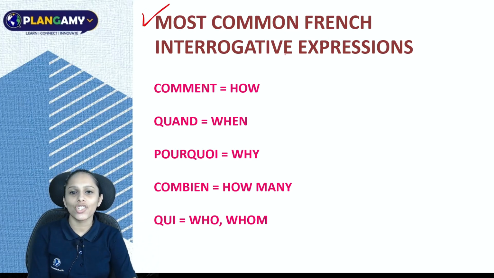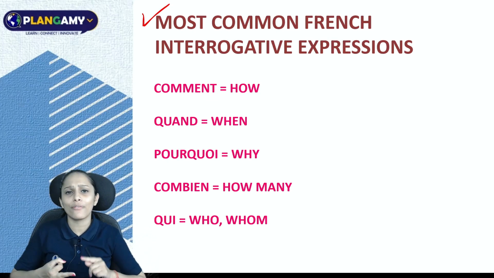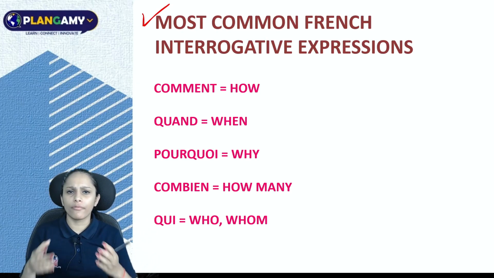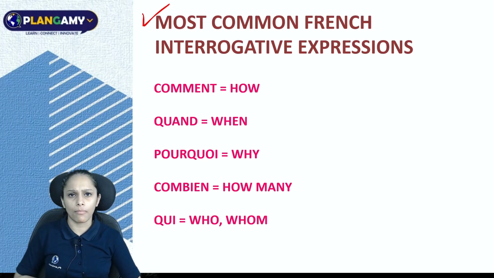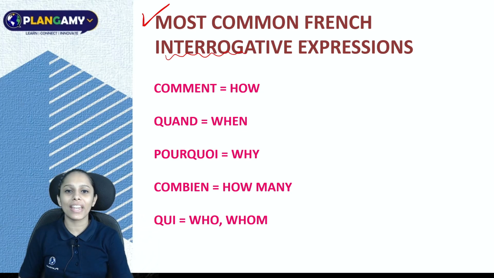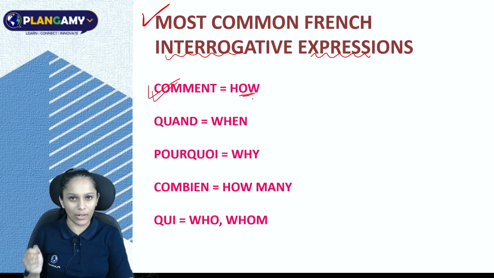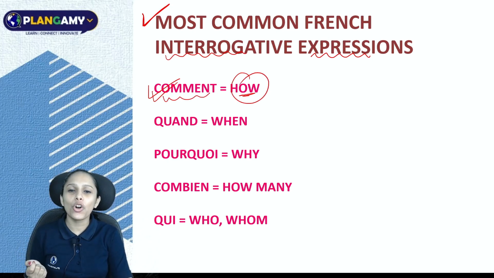Now, it is very, very important: most common French interrogative expressions. We have learnt the inversion method, we have learnt the est-ce method, and we have also learnt the n'est-ce pas method. But if you want to say where are you going, when will you come, at that time you have to learn these interrogative expressions. If you want to say how are you doing, or you want to frame a question using how, you will use comment.